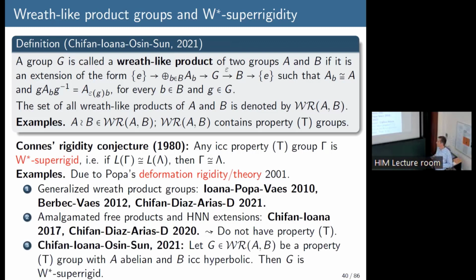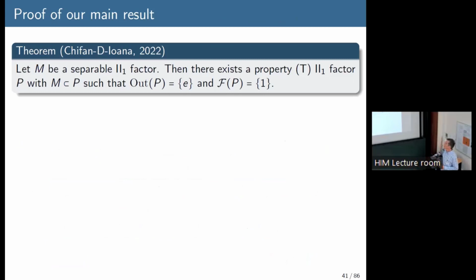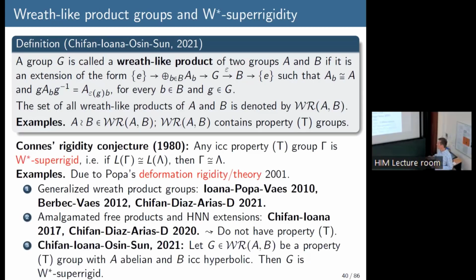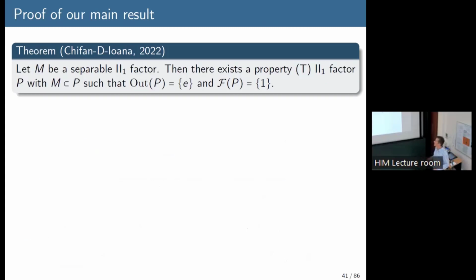So the authors, Chifan, Ioana, and Sun, showed that if you consider this class of wreath-like product groups, and take an arbitrary group from there which has property T, with the group A abelian and the group B ICC hyperbolic, all these groups G will be W* superrigid. Okay, so our result relies actually on this construction. I will now explain how.